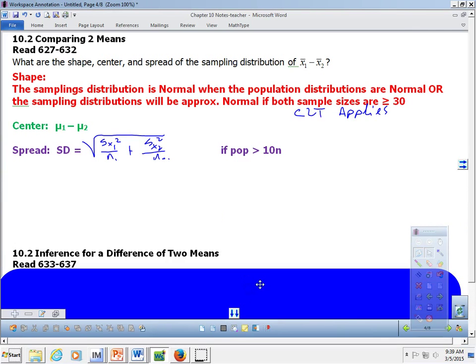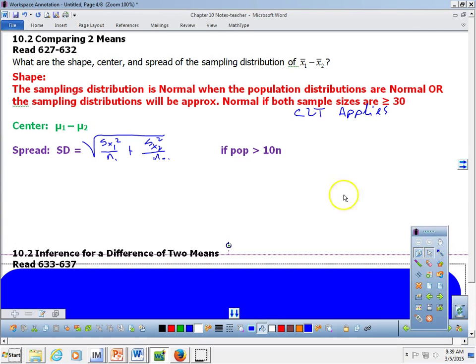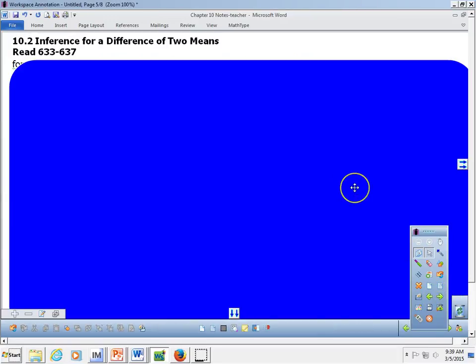Okay? And then we're ready to start talking about just our inference procedures. We'll do, obviously, intervals first, and then tests will come in the next set of notes. Okay? So let's go ahead and get into our first inference procedure, right? And we're going to start working towards a confidence interval to try to estimate the true mean difference in our 2 populations, okay?